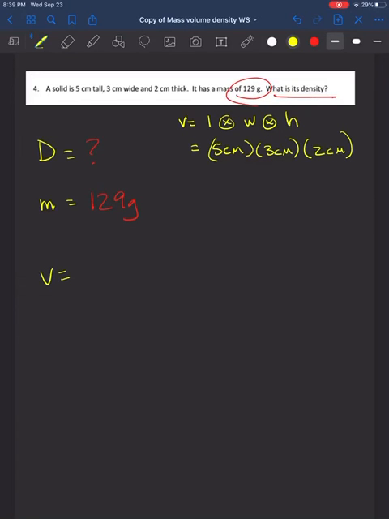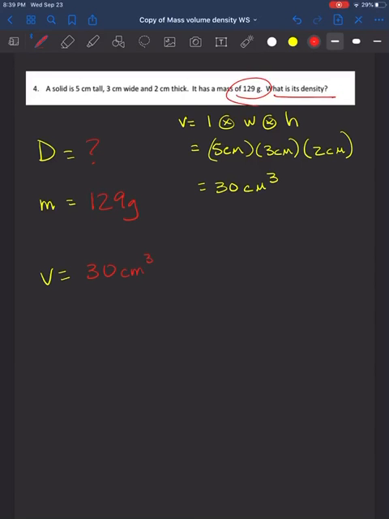So you have to start recognizing that sometimes in these problems, you may have to calculate a mass, you may have to calculate a volume before you can calculate density. But all of the information to do that should be given to you. So in this case, we're going to have to calculate volume before we can solve for density. 5 times 3 is 15, times 2 is 30. And then centimeter times centimeter times centimeter gives me cubic centimeters. So what I know is the volume of this rectangle is 30 cubic centimeters.